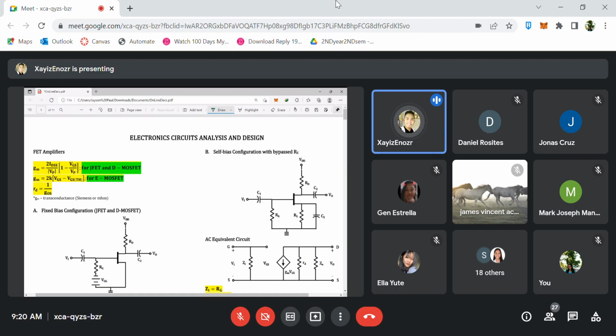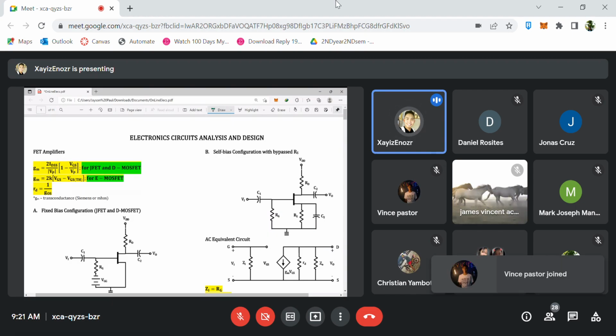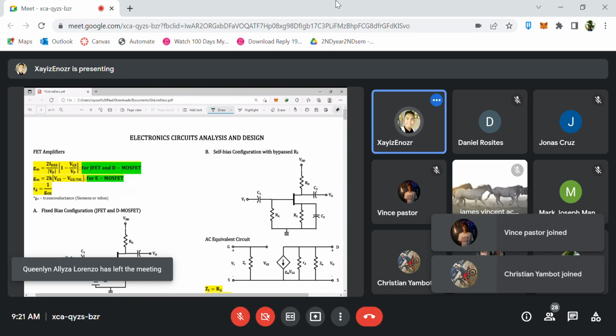Okay, so let's discuss now. Last time, yung last lesson natin is about FET biasing, okay? How to bias JFET, DMOSFET, and eMOSFET, okay? So how to bias that three types na field effect transistors. So now let's discuss yung AC analysis or application ng FET as amplifiers.